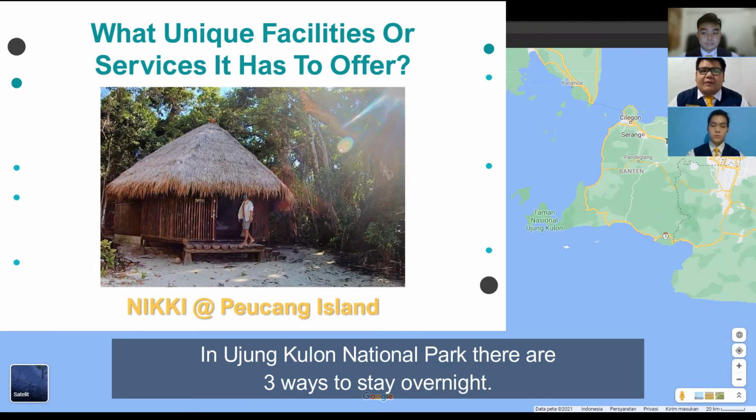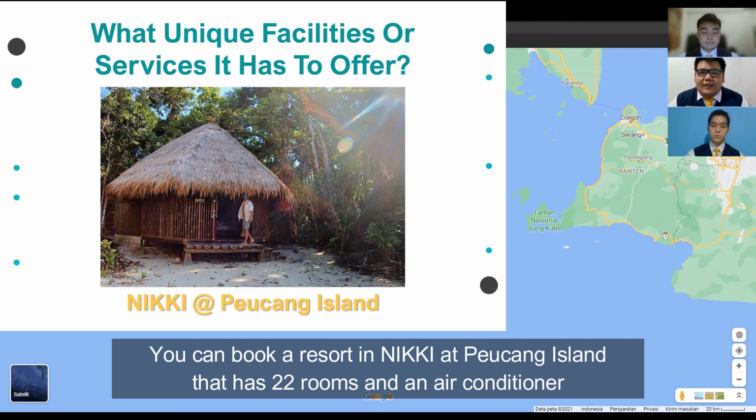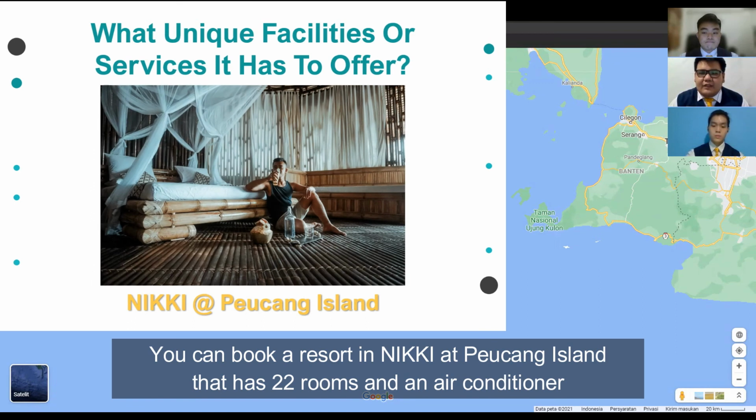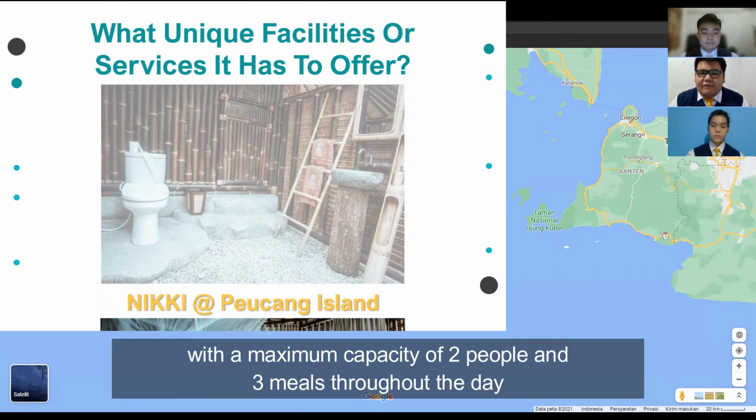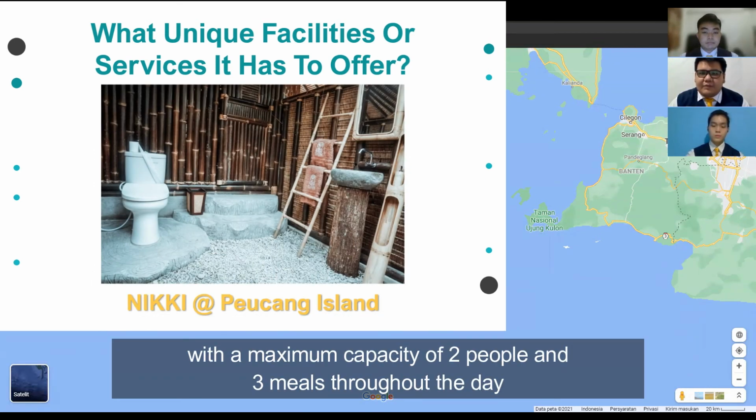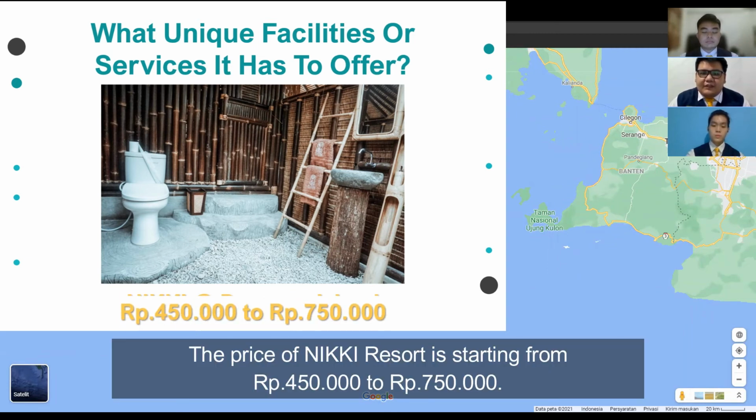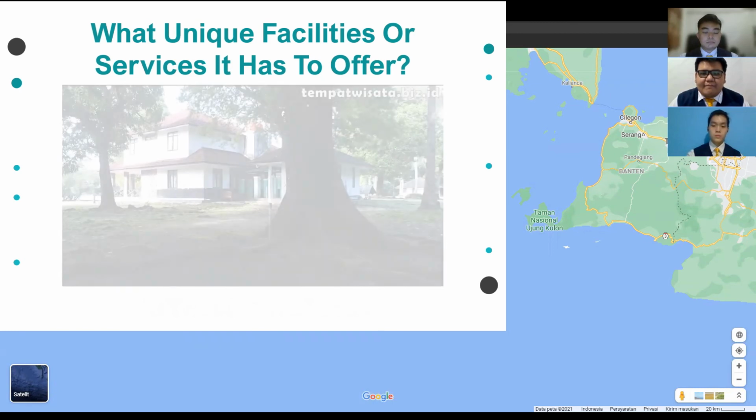In Ujung Kulon National Park, there are three ways to stay overnight. You can book a resort in Niki at Pyuchang Island that has 22 rooms and an air conditioner with a maximum capacity of 2 people and 3 meals throughout the day. The price of Niki Resort starts from 450,000 rupiah to 750,000 rupiah.